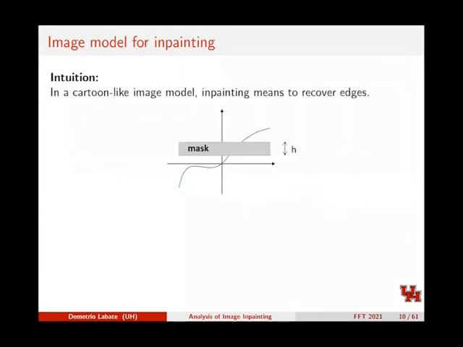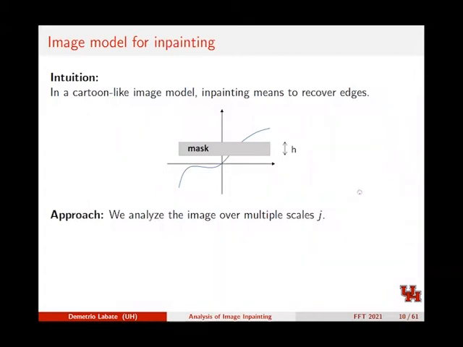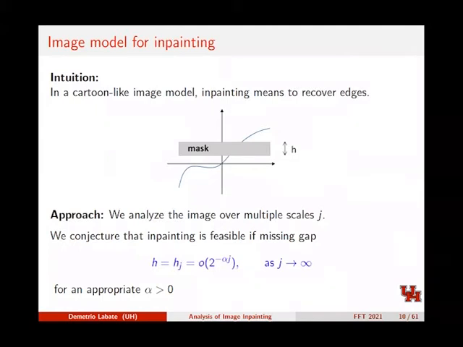So if I'm using a cartoon-like image, what does it mean to solve inpainting? It's not difficult to see that the relevant task here is to recover edges that have been occluded by a mask that I model in this case like a horizontal strip. And as you will see, the techniques that I will propose and develop will analyze the image over multiple scales. The conjecture that I will validate is that the inpainting is feasible if the missing gap, what is missing in the edge, is somewhat controllable and it's controllable across scales.